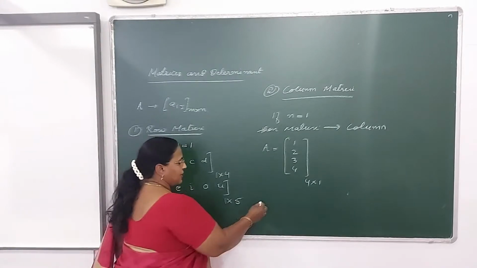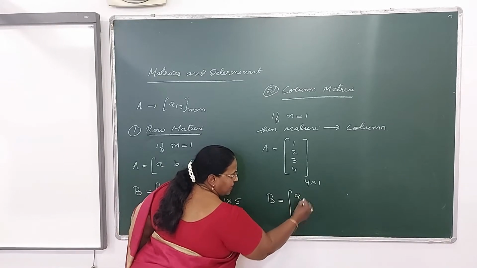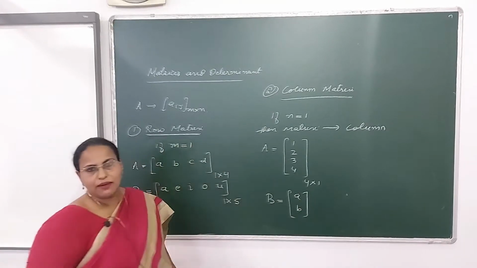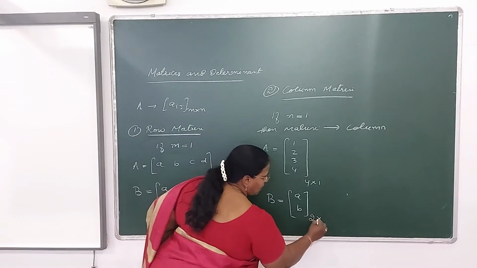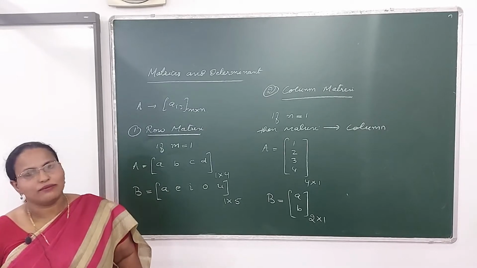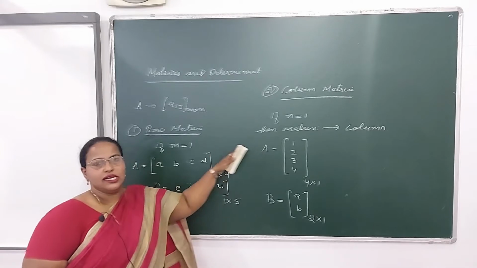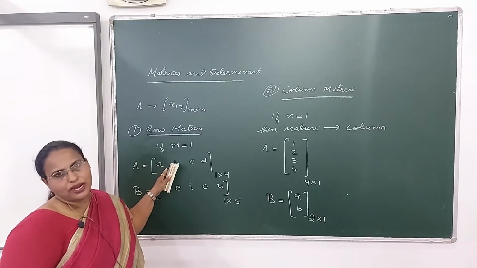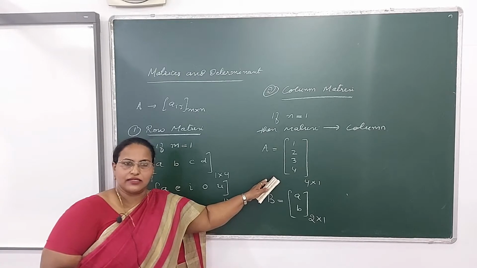Likewise, let us take one more example. B = [a, b]. Now what about this example? It has 2 rows and 1 column. So the order will be 2 by 1. And this is again an example of a column matrix. So for row and column: a single row is a row matrix, and a single column is a column matrix.